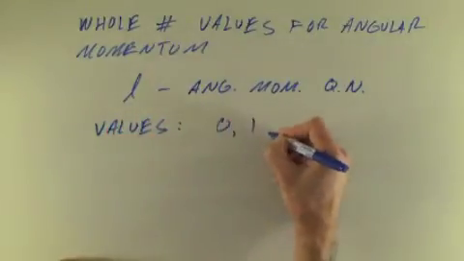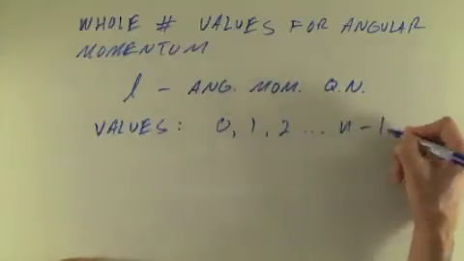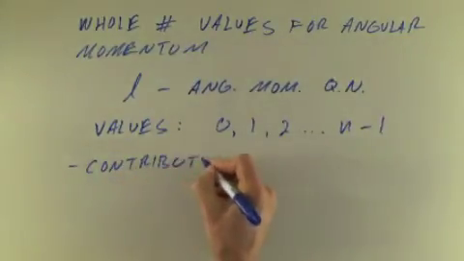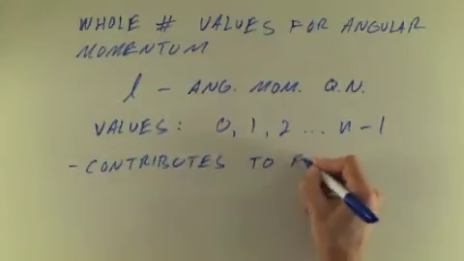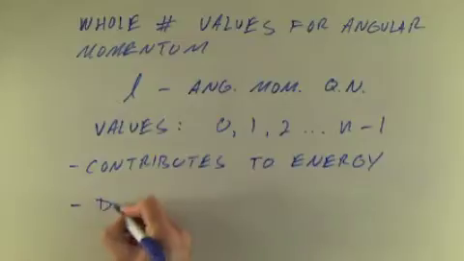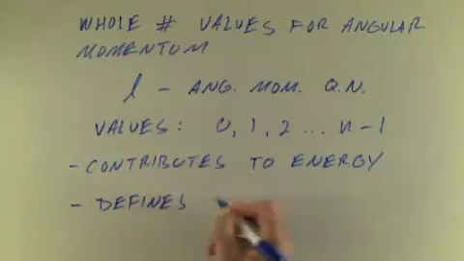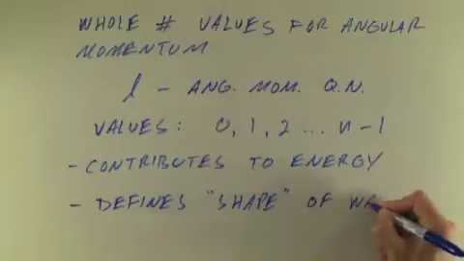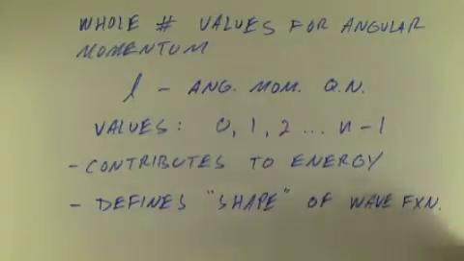So its values are determined by the n level. We have 0, 1, 2, up to n minus 1. And again, it contributes to the energy, but you can say that it's mainly responsible for how the wave function looks, say in a three-dimensional plot. It sort of determines the region of space occupied by the electron.